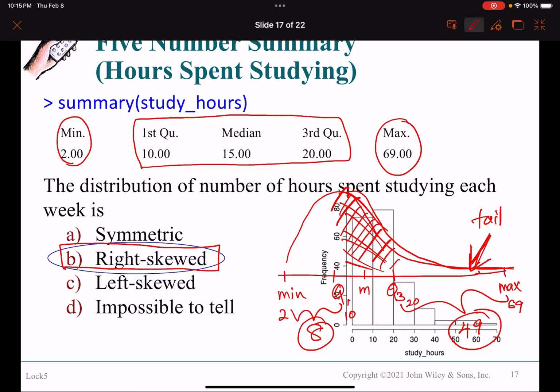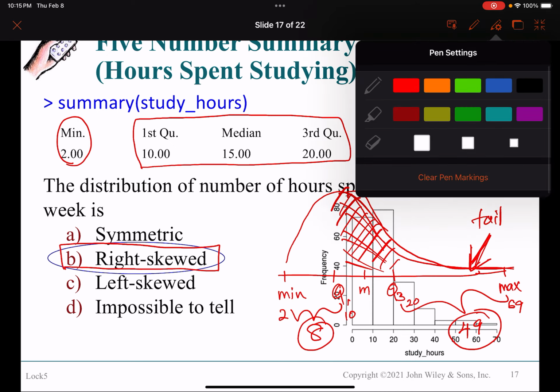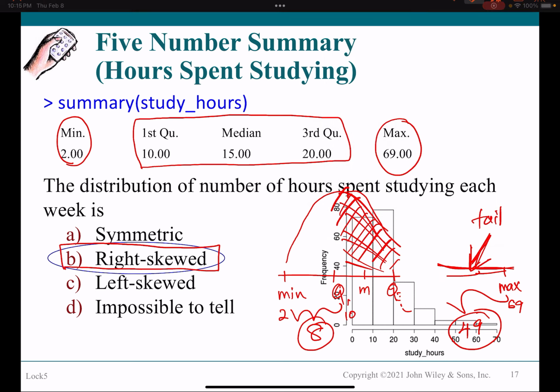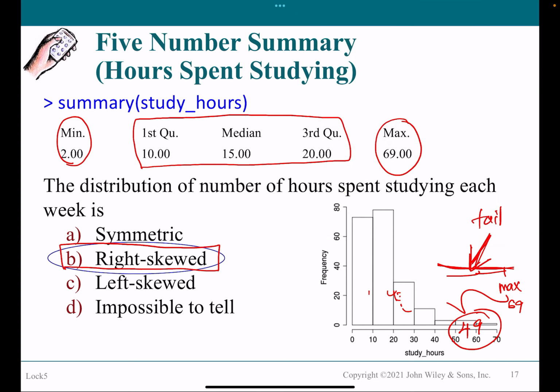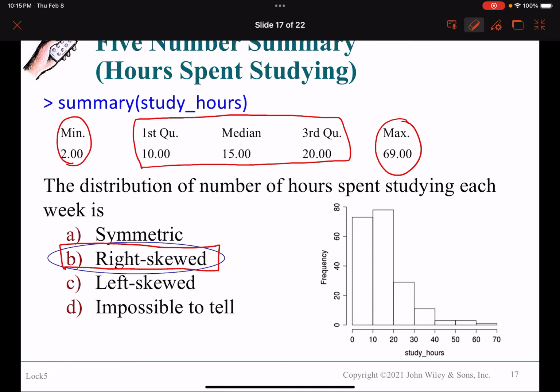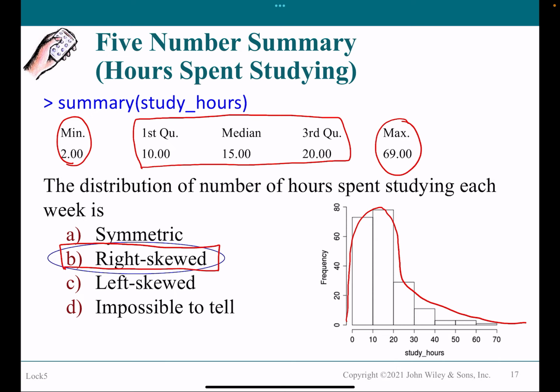So let me erase this. This is the graph, this is the histogram, and in this histogram, based on the data, they haven't given any data here, only the five number summary. But if I draw my curve, it looks like this. So again, it shows that it has a right skewed distribution, right skewed shape.